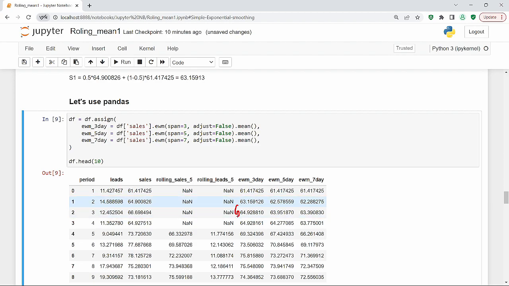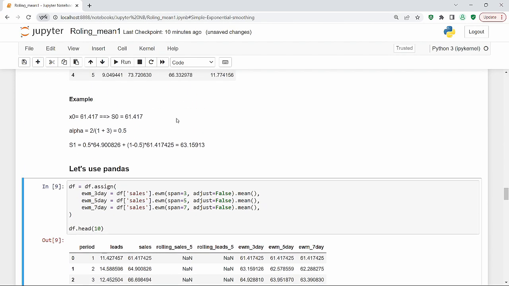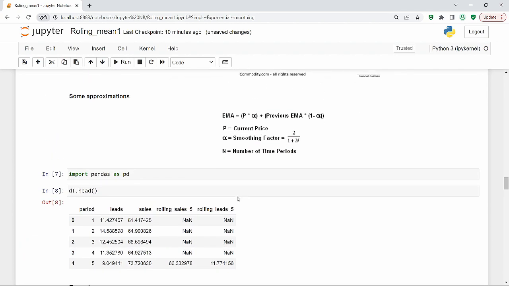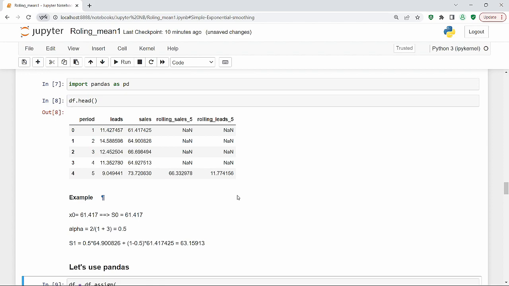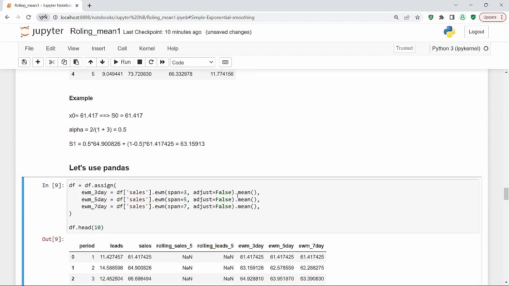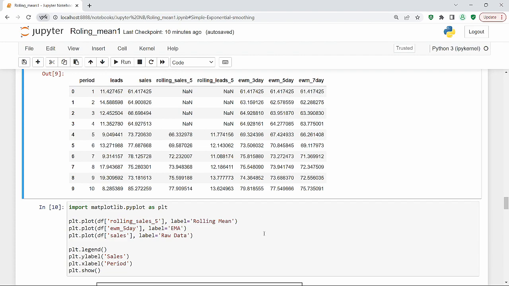And the same with the next one. You are able to calculate the next values following this approximation used right here. And what does it mean that alpha is equal to 0.5? Well, that means that it's giving identical proportion to previous values and present values. That's what it is.